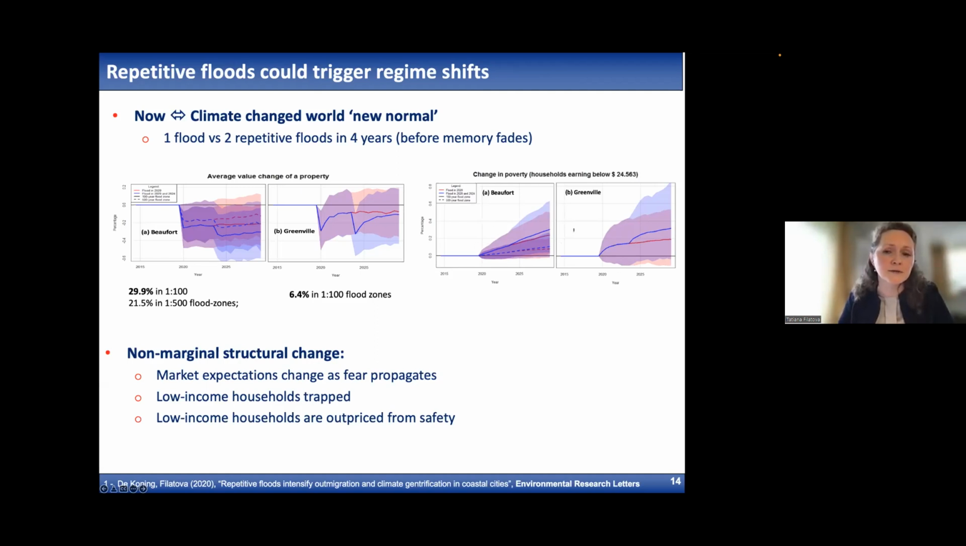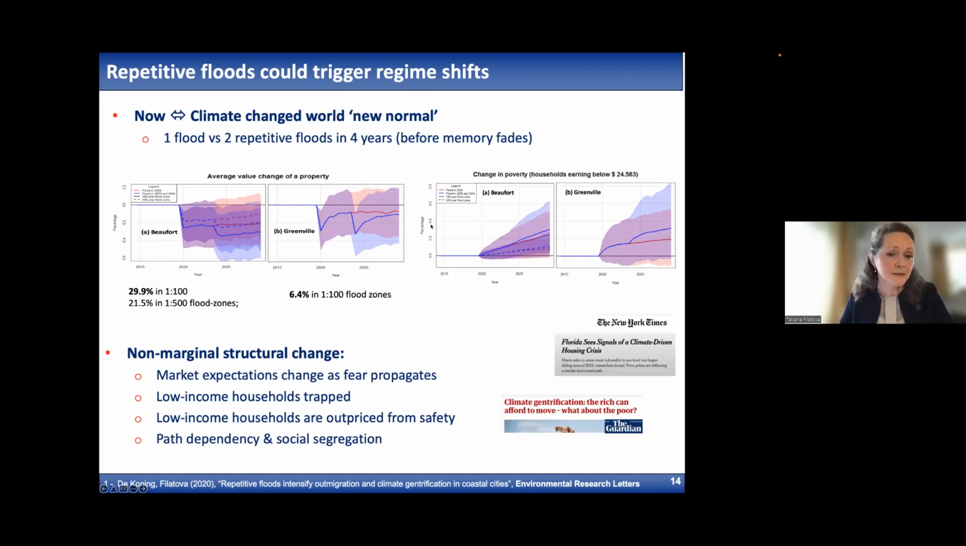And as a result, the number of households living below the poverty line were increasing in both cities, irrespectively of the fact that in the second one, the housing markets recovered. So this path dependency actually led to social segregation in this case, and there is more and more discussion about this.